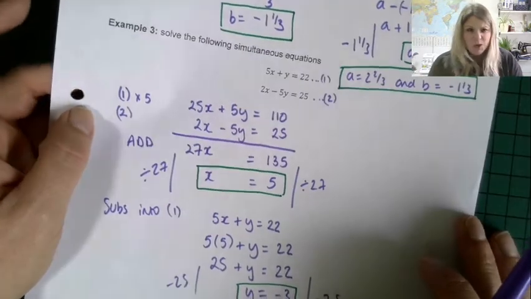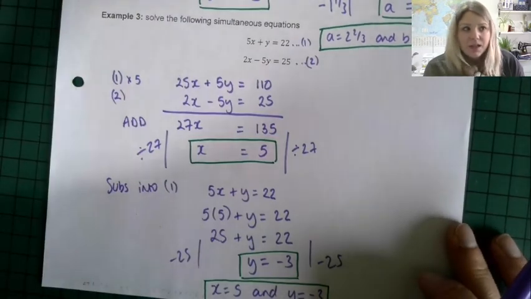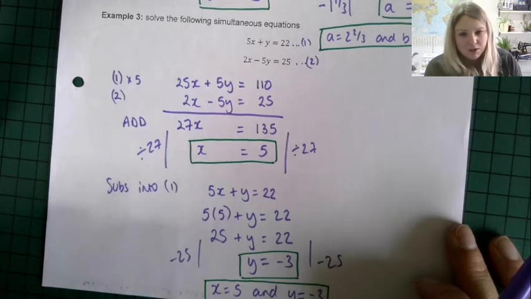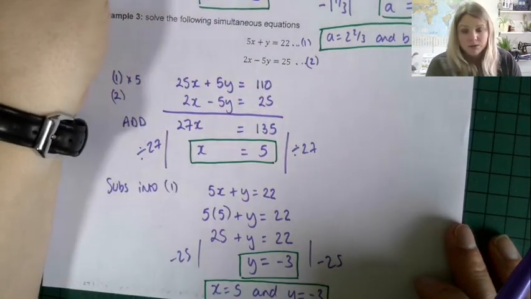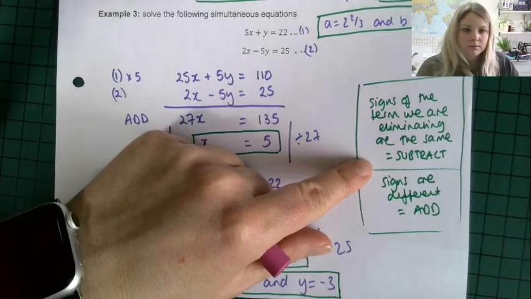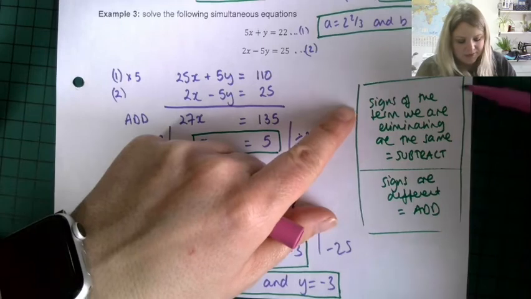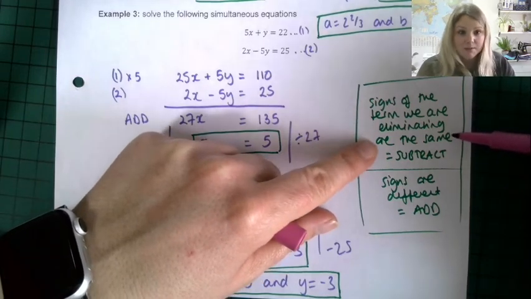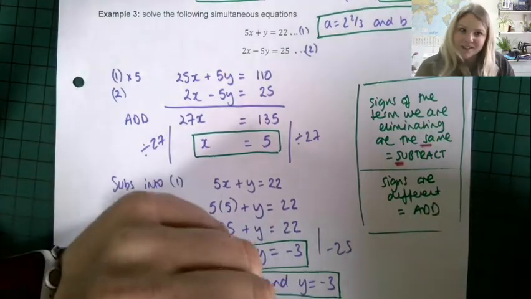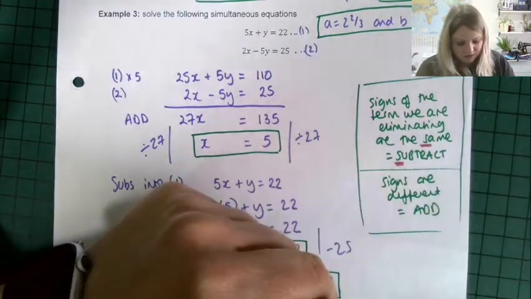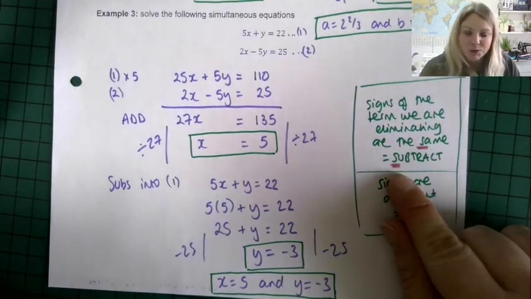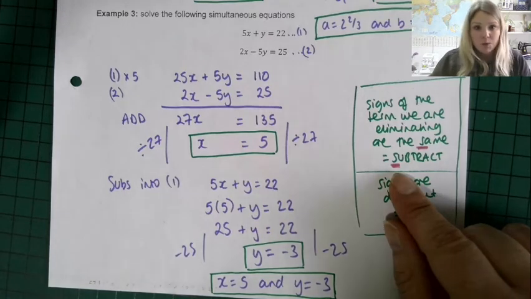Now, I'm not really a fan of little rules like this because I remember them wrong or something like that. So I prefer just to think it through logically. But if you can remember little rules like that, then this is helpful. So we'll make a wee note of that here. Okay, so write that in for me. If the signs of the term we're eliminating are the same, then we subtract. There's a good wee way you could remember it. Same, subtract. They both start with S. Signs are different, add. Okay, I'm going to give you some questions to do here.